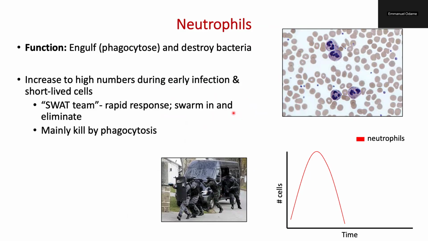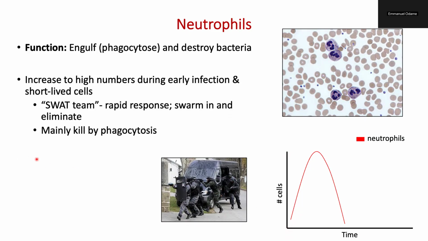So what is the function of neutrophils? Neutrophils basically engulf, or phagocytose, and destroy bacteria. One example is seen in this image, where we have our bacteria present and we have neutrophils going here and just eating them up, or engulfing them and destroying them. And then you can just imagine them as the SWAT team, where they come in and just clear the whole place. So imagine you have this amount of bacteria cells present, and you just introduce neutrophils. Within a short time, they just clear everything out.